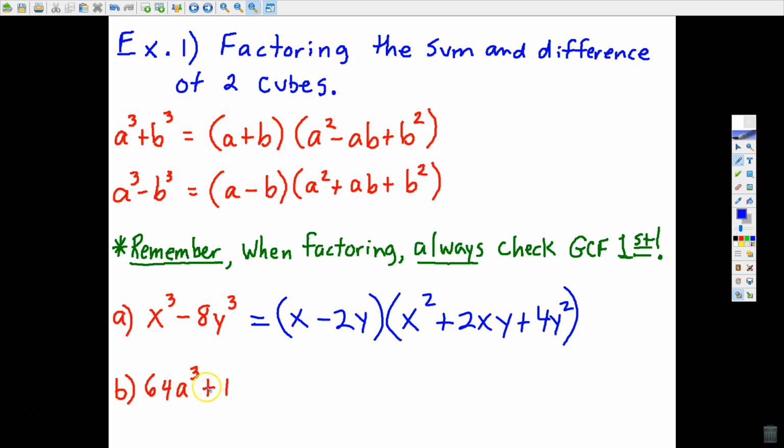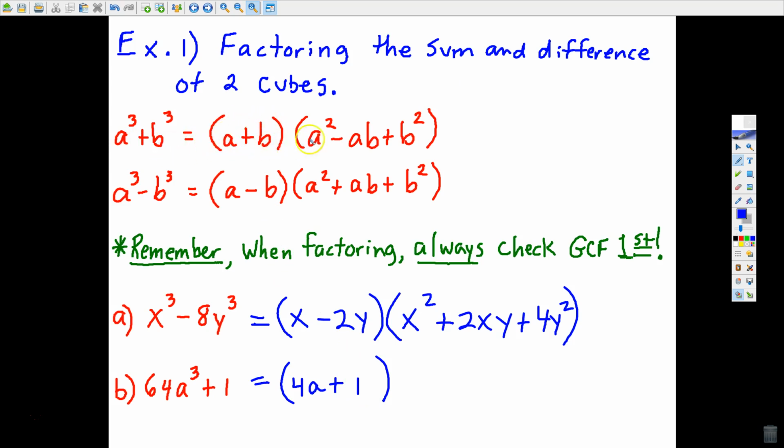Now let's look at a sum of two cubes example. It's very similar, but notice the sign change. I still start off with the cube roots. The cube root of 64 is 4, and the cube root of a cubed is a. Whatever this sign is in the problem will also be the sign in the binomial. And now I do the cube root of 1, which is just 1. So now I'm following this top example that shows the sum of two cubes.